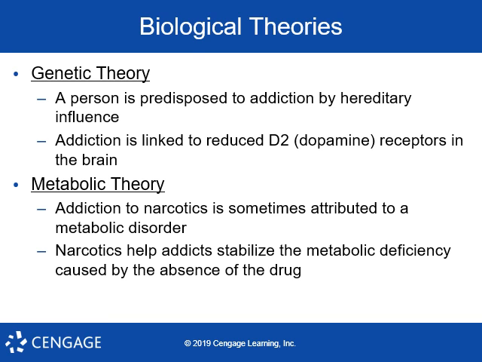Addiction to narcotics is sometimes attributed to a metabolic disorder. Narcotics can help addicts stabilize the metabolic deficiency caused by the absence of the drug. So it is the theory that some people who lack certain chemicals in the brain try to unconsciously or subconsciously self-medicate by obtaining, whether it be narcotics, alcohol, or even other types of behaviors, such as gambling or indiscriminate sexual practices.